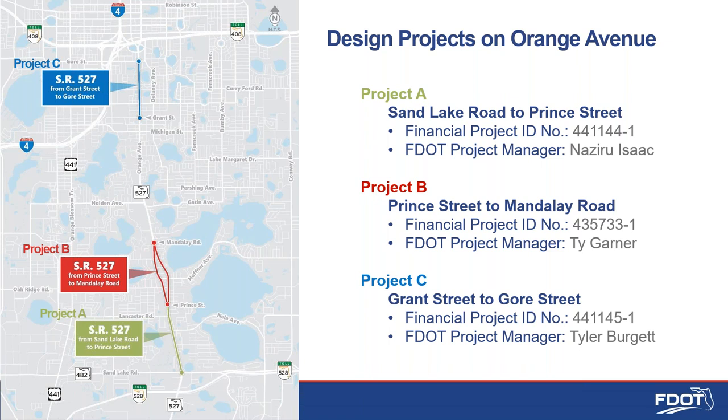And the third project, or Project C on your screen, is further north along Orange Avenue from Grant to Gore Street and involves roadway resurfacing, additional enhancements, and those include curb extensions to define on-street parking, raised medians, and enhanced pedestrian features. So this meeting tonight is being held for the first two of those projects, from Sand Lake Road to Prince Street, and from Prince Street to Mandalay Road.